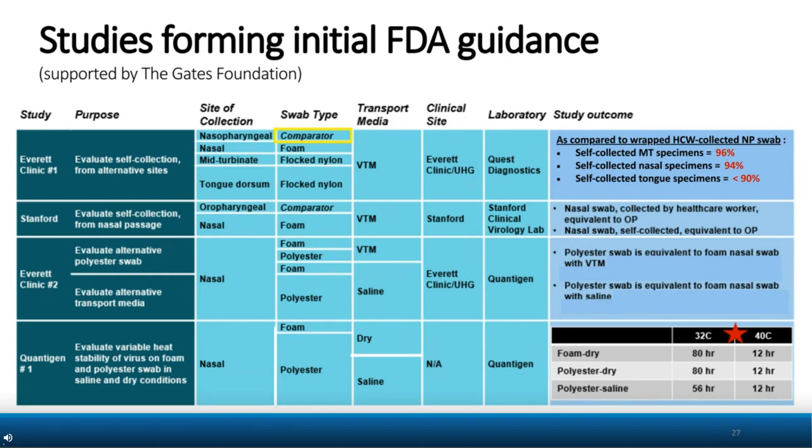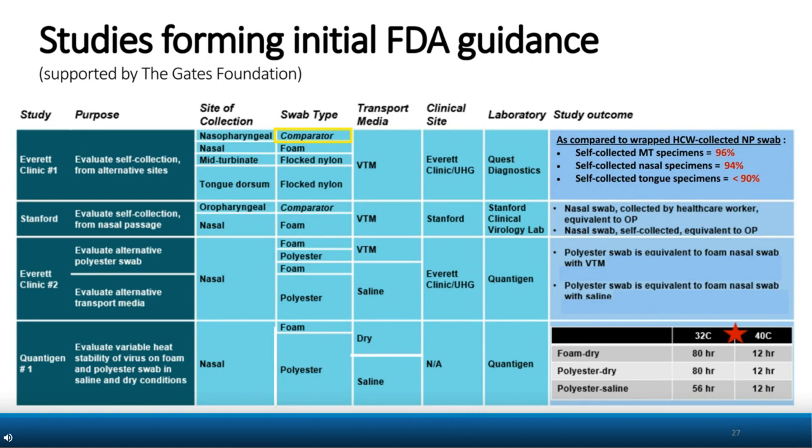So again, they looked at all nasal specimens in this third study. They looked at foam and polyester swabs submitted in viral transport media, and then they looked at foam and polyester nasal swabs submitted in saline. And they were able to show that the polyester swab was equivalent to the foam nasal swab when submitted in VTM, and that also the polyester swab was equivalent to the foam nasal swab when submitted in saline. Again, giving more information to the FDA on what were appropriate specimens to collect, either foam or polyester, and also saline worked quite well as well.